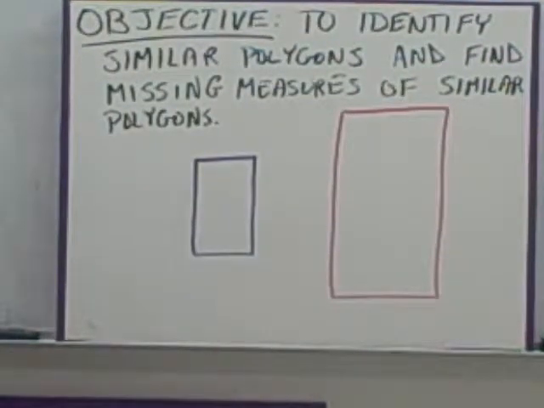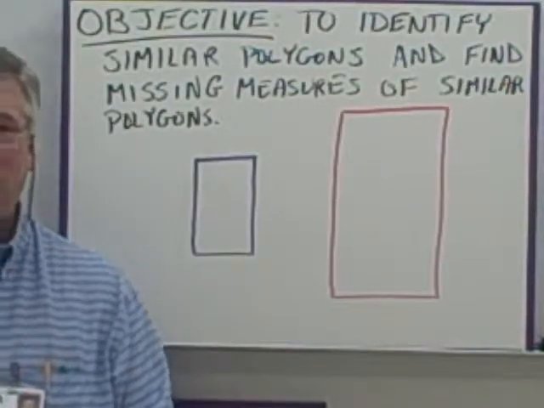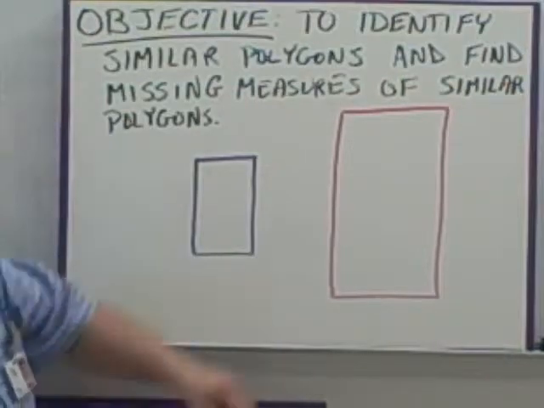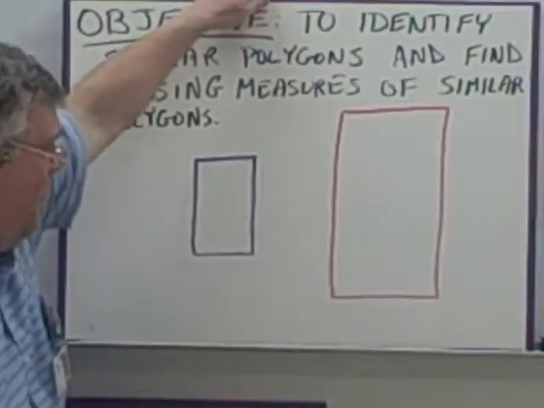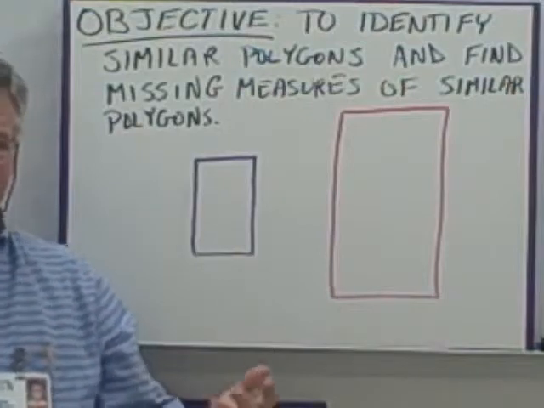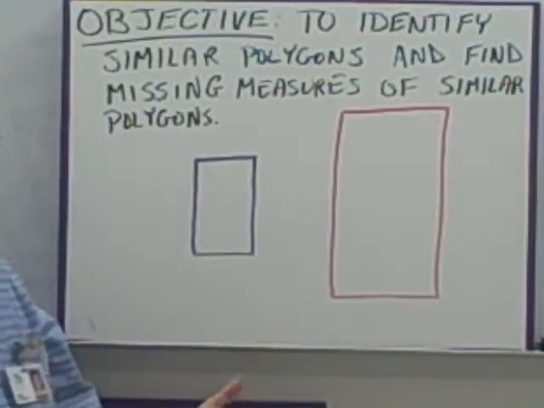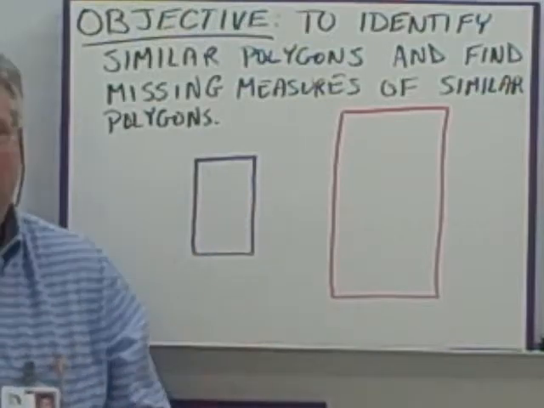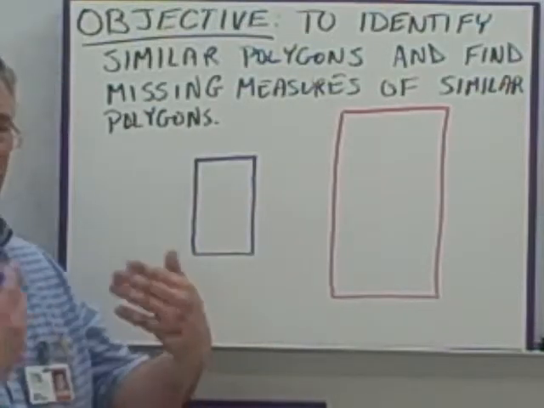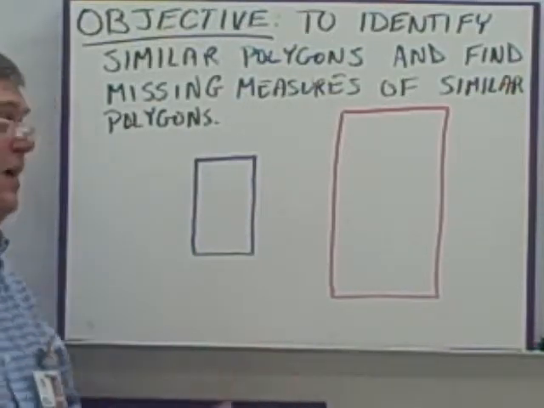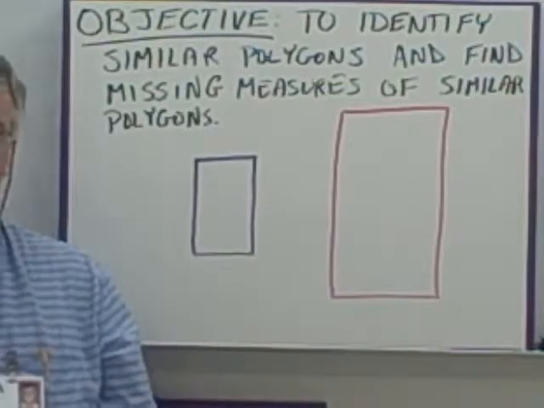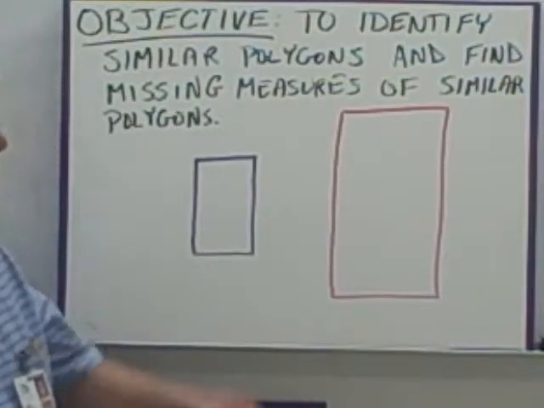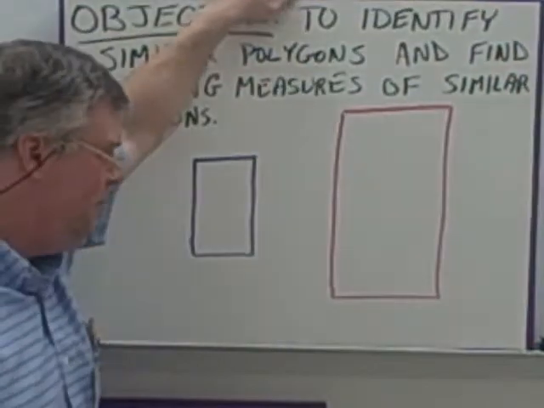The objective of this video is to identify similar polygons and find missing measures of similar polygons. Could be missing measures of angles or missing measures of sides. Now, looking at these two shapes, you might say that they are similar because they're both rectangles, and you recognize them as such. Well, in regular English terms, that's fine, but in math, we like to be a little more precise about it. So our definition is a little bit pickier than that.